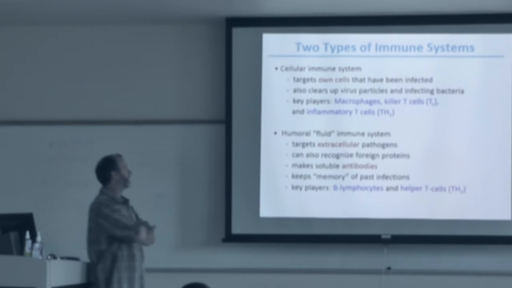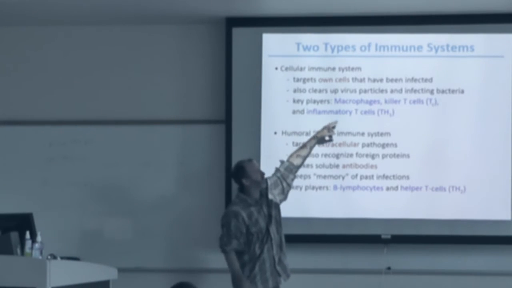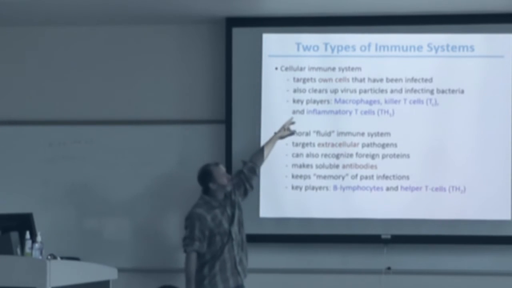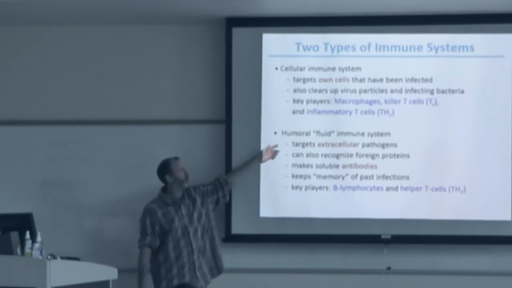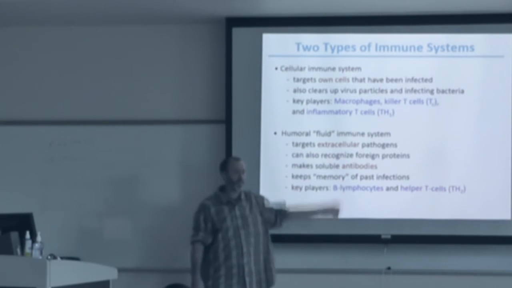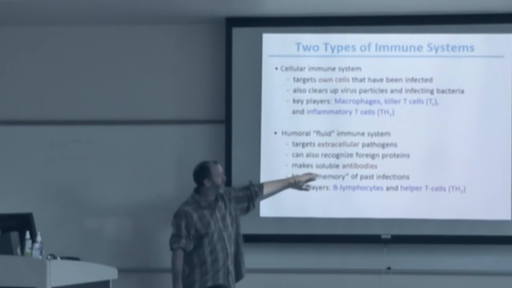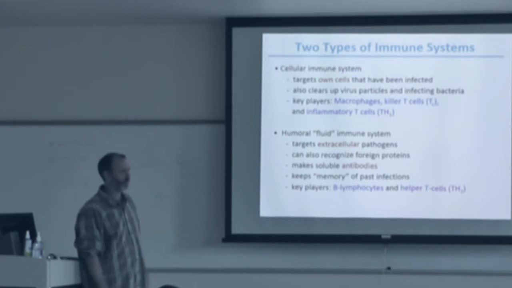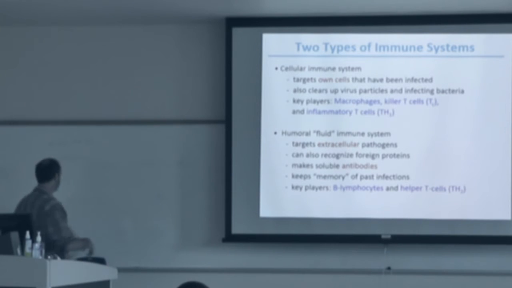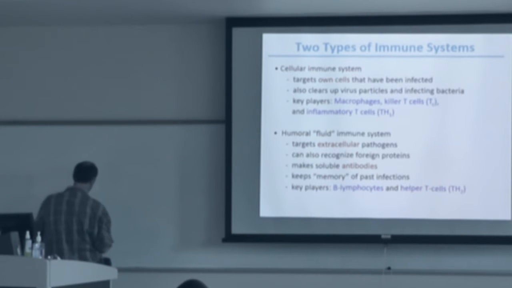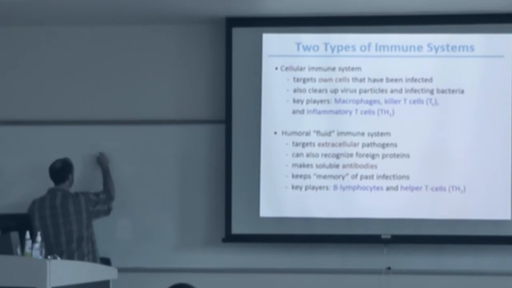So, the two types of immune system: the cellular immune system, which targets own cells that have been infected. It also clears up virus particles and infecting bacteria. Key players are macrophages, killer T cells, and inflammatory T cells. And you have your humoral immune system, which targets extracellular pathogens. It can also recognize foreign bodies, and it makes these soluble antibodies. We've seen antibodies before. We use them in the lab all the time. They have that one shape. Right? What shape do they have? Yeah, they're a Y shape. Y shape. And it's made from 4 smaller proteins, and they're cross-linked together, something like that.